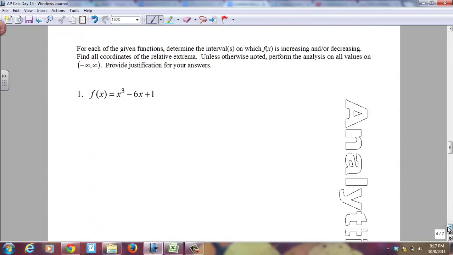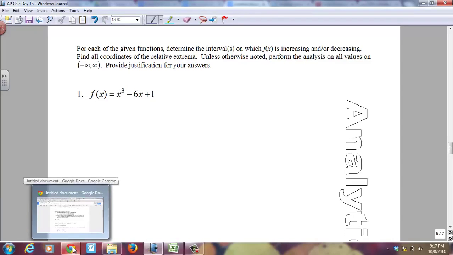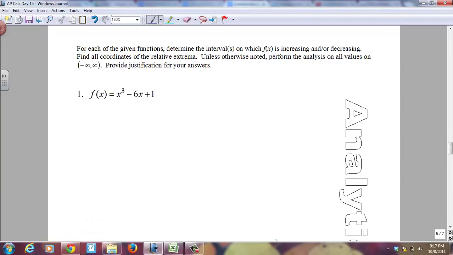Alright, so I'm going to pause it. Actually, I'm going to stop. And I want you guys to attempt problems 1, 2, and 3. If you get stuck, you can watch the video for number 1 and see if that helps you get started. But I do want you to think about this before I just give you the answers. I want you to think about what you can do using the derivative, hopefully, because we are doing calculus, to determine where it's increasing, where it's decreasing, and all of the maximums and minimums. All right? Alrighty.